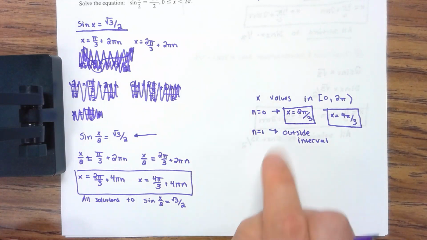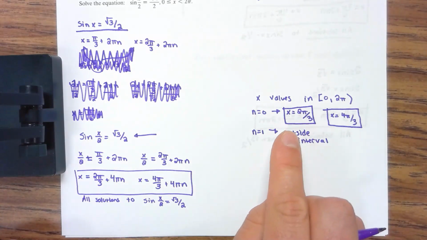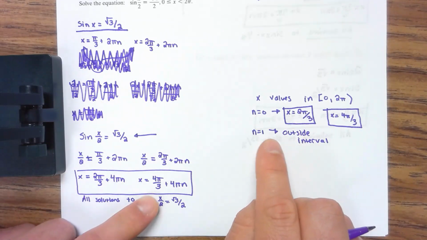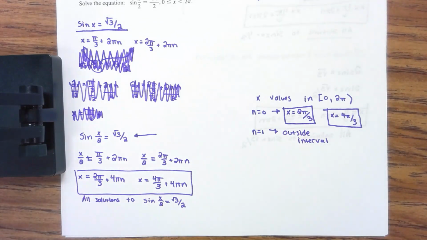So I'm going to plug in values of n, so n equals 0. That just gives me 2 pi over 3 and 4 pi over 3. And as soon as I plug in 1, well, we're going to add 4 pi. Adding 4 pi takes us way outside the interval. So in this case, we didn't really need to plug in any values of n besides just 0.